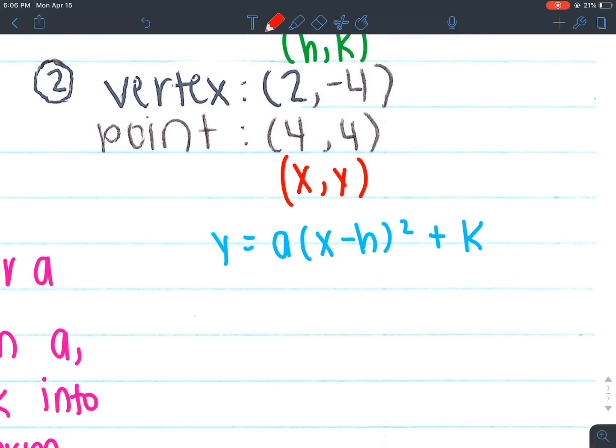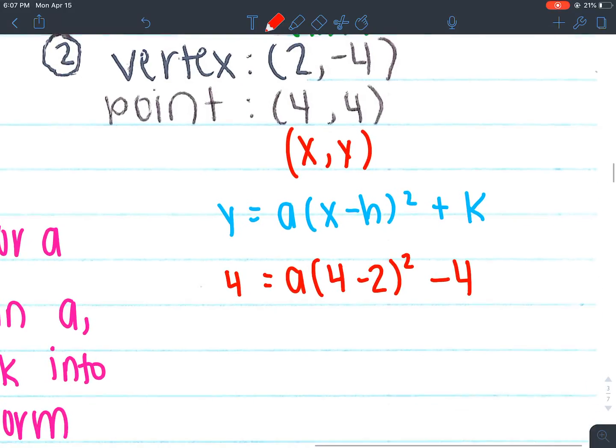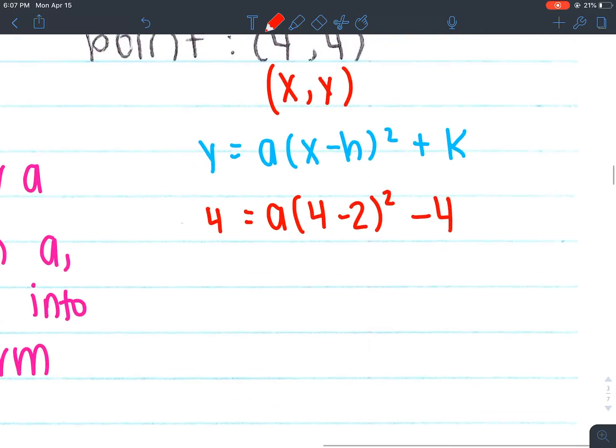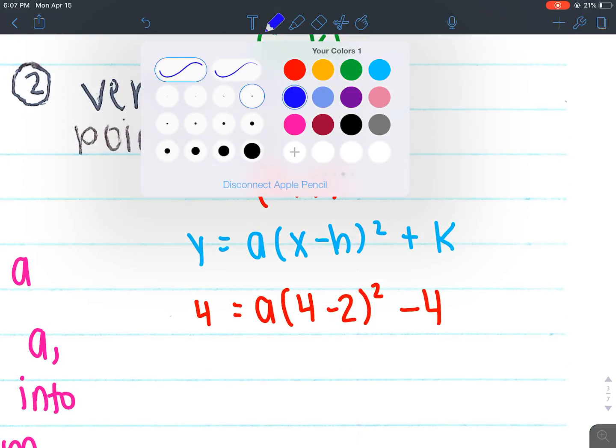Okay, I know that my y is 4. I don't know my a. My x is 4. My h is a 2, but when I put it in, it will be a -2. Square. Don't forget the square. That's so important. Remember, it's a quadratic, so there has to be a squared somewhere. And then your k value is -4. Okay? So I went ahead and I plugged all my variables in. I plugged in h, k, x, and y.